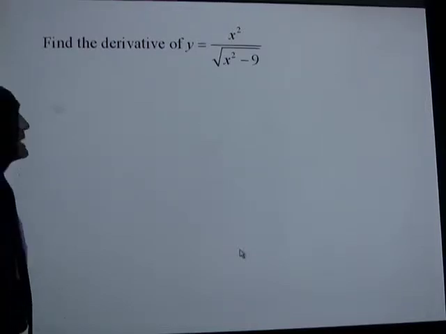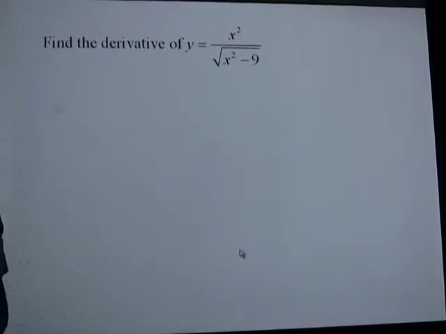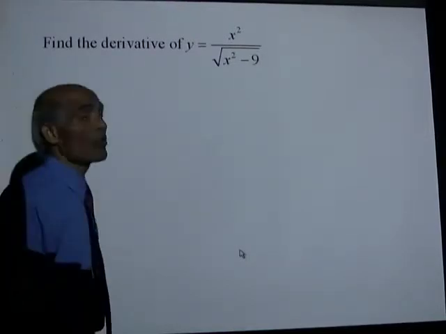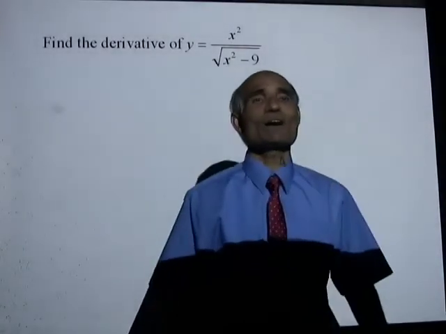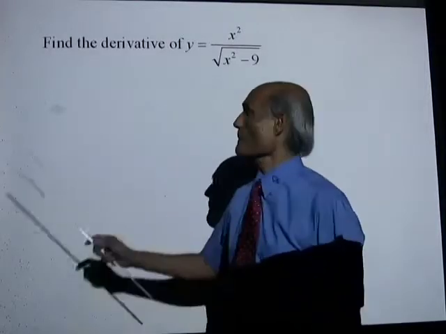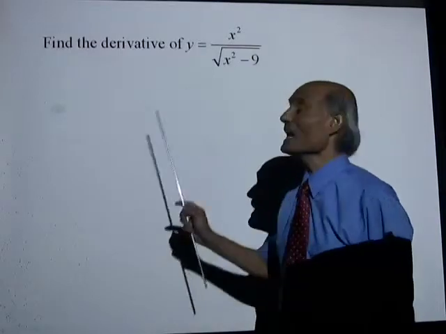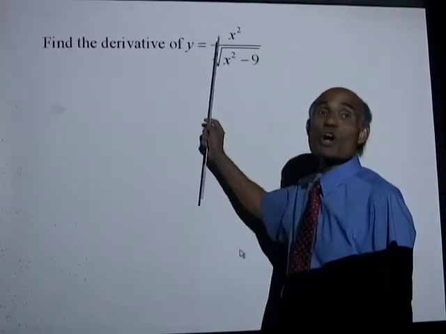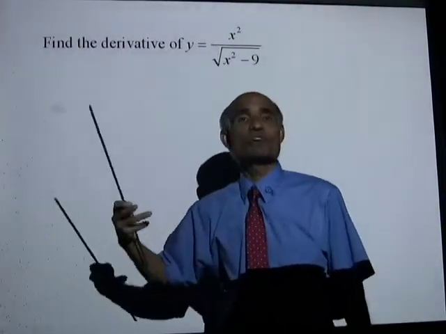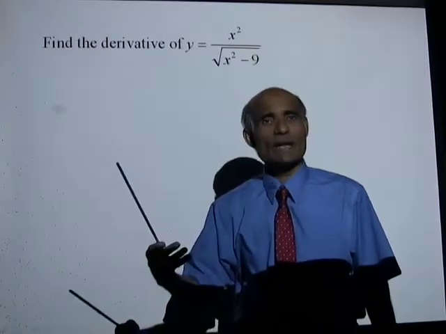Okay, let's do a problem. Find the derivative of x squared over square root of x squared minus 9. Well, we've got all those ingredients in here. First of all, this is a quotient, so you need to use the quotient rule. What's the quotient rule again?